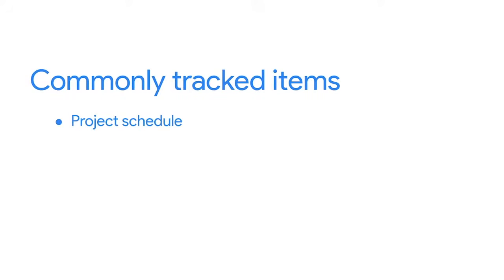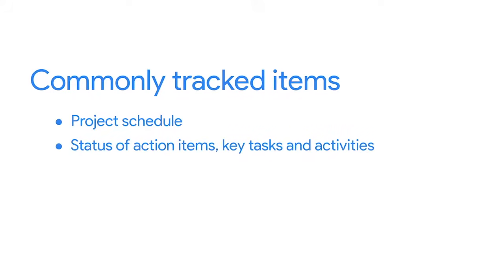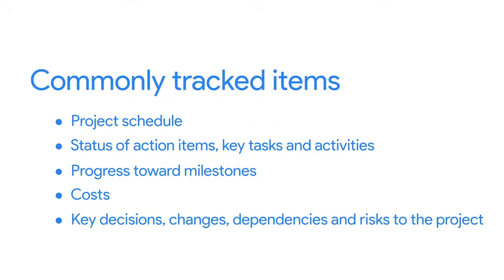To recap, the items that are helpful to track throughout the project execution phase include the project schedule, which contains the key tasks and activities, the status of action items, progress toward milestones, costs, and key decisions and changes. There are many moving parts to be aware of once a project is underway. Tracking them closely benefits you and your team as you head toward the project goal. I've taken you through an introduction to tracking, and coming up, we'll discuss project management tools and templates you can use to track project activities.